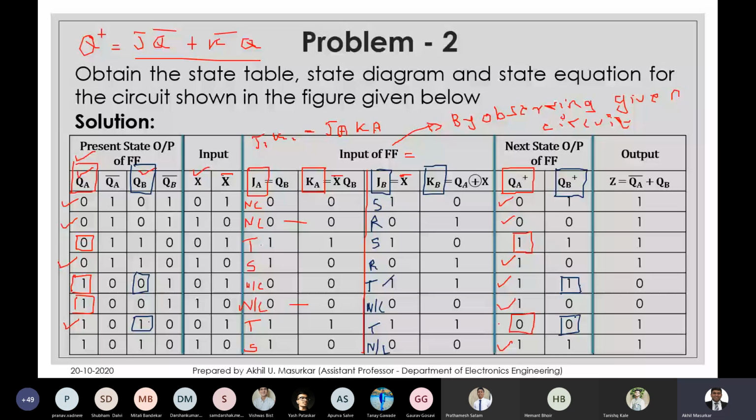Once you are done with this state table, you can say done in the chat box. Karthik, are you there? Yes, sir, I'm there. Okay. Once you finish writing, just let me know. Yes, sir.